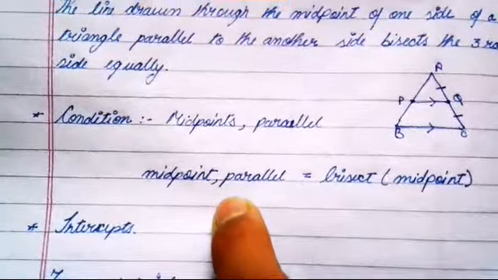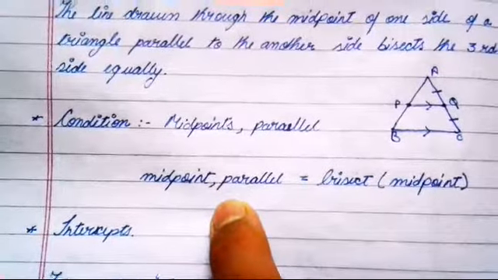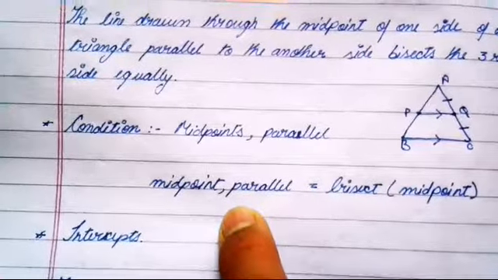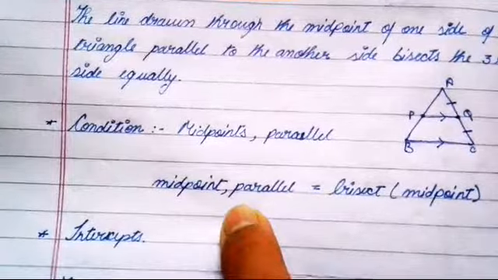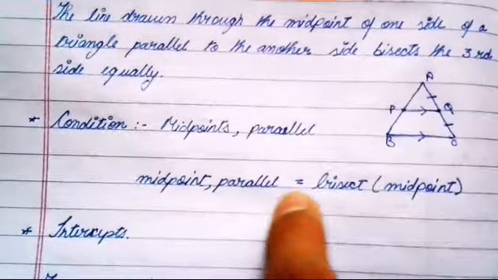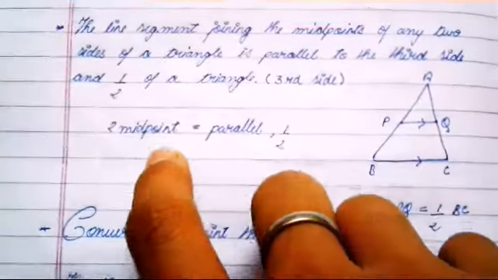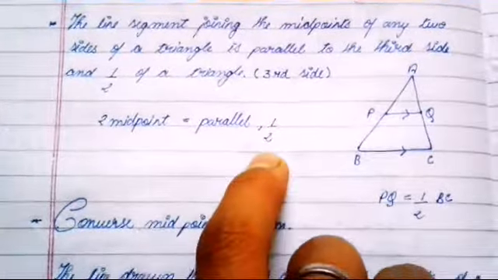So short forms are there. I have written them. They are easy and help in remembering at the last point. Midpoint and parallel equals bisect. Midpoint: two midpoints equals parallel and half.